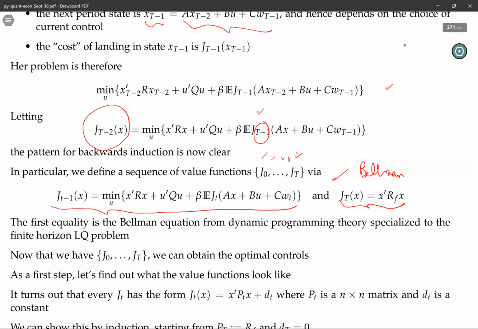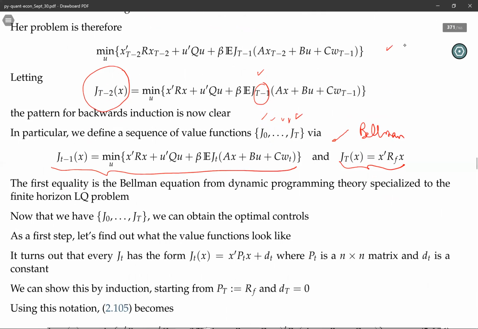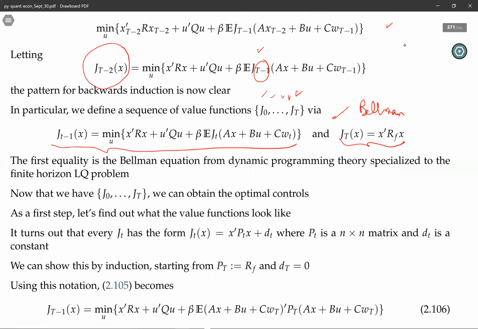Okay, so if we had these value functions, if we knew what they were, we'd be in great shape because we can figure out what the optimal control is. So our next step is to figure out what the optimal control is and then do a little staring, and we'll quickly see how to figure out what the value functions look like.